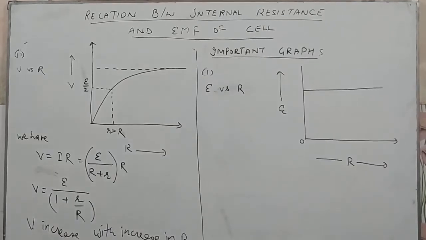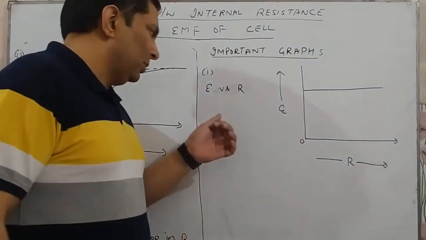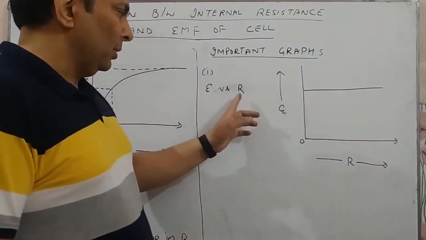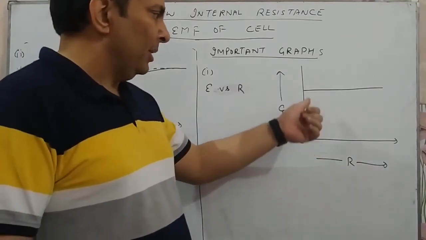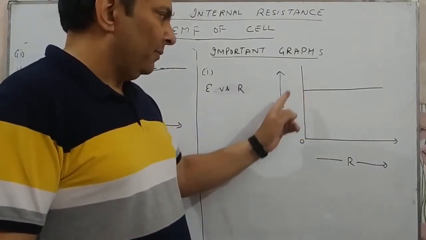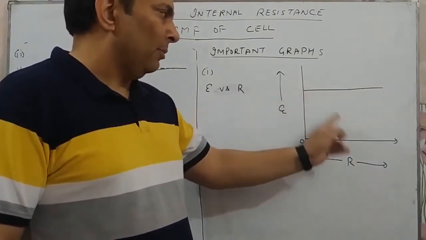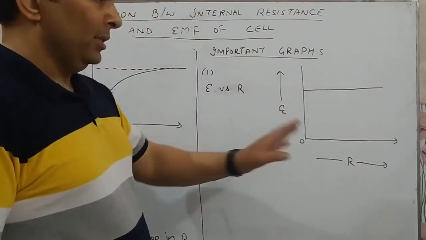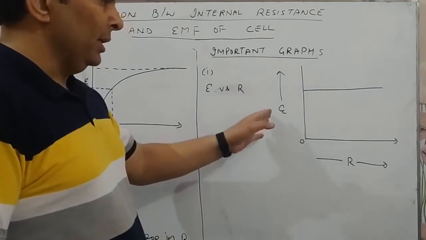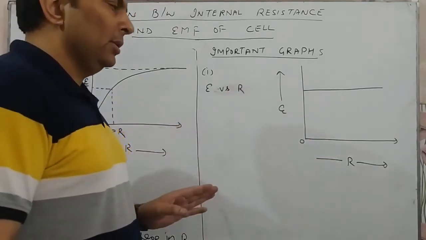Now let us discuss the graphs. First is EMF and the external resistance R. In that case, when the graph is plotted, it can be easily observed that EMF is independent of R, because it's a straight line whose value remains independent of the increase in R. So E is independent of external resistance R.